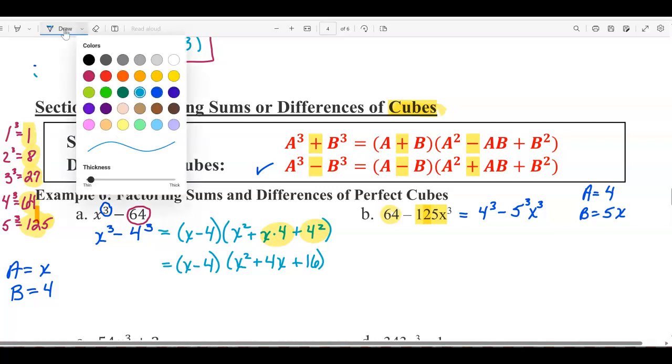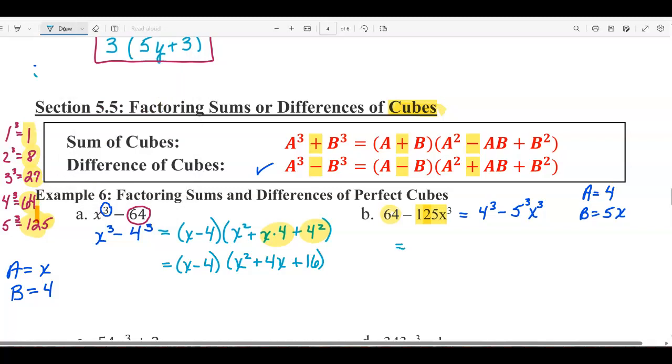Okay, so I'm following the formula. I'm substituting in a minus b is 4 minus 5x. A squared is 4 squared, minus 4, plus 4 times 5x, plus 5x squared. Now when I square this, I have to make sure I put it in parentheses because the 5 is squared and the x is squared. I do have a few things that I can simplify here. I can multiply this 4 and 5 together. I can also square the 5 and the x in the last term. So I'm going to go one more step.